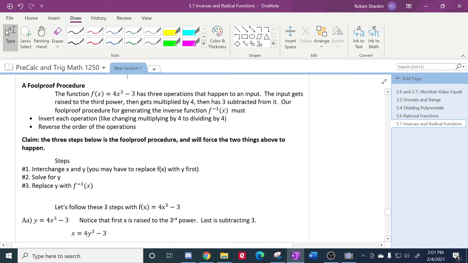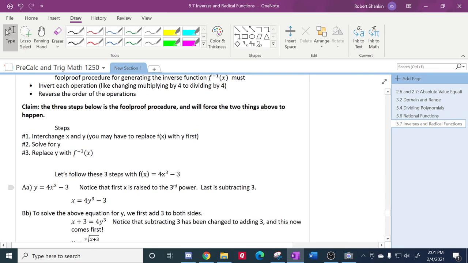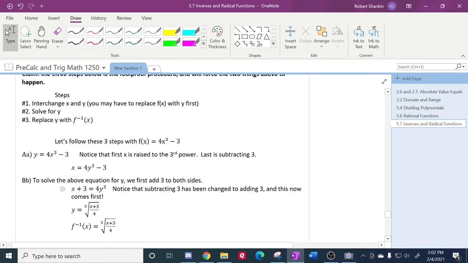Follow these 3 steps with f of x equals 4x cubed minus 3. So I'm going to do it way over here on the side. I replace f of x with y. Interchange x and y. Now when it says interchange x and y, it means you write this equation down again, but every time you see a y, you put an x.